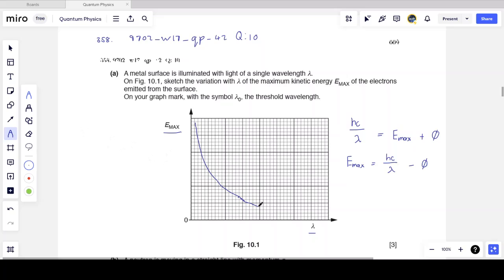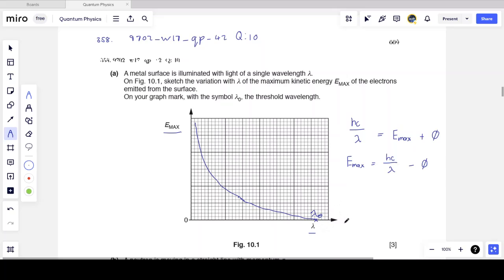And obviously, with you drawing this with pencil, it would be a lot easier. But the graph does cut the x-axis, and the point at which it cuts the x-axis, the lambda axis, that point we will label as lambda naught. That was asked specifically of us to mark the value of the threshold wavelength.